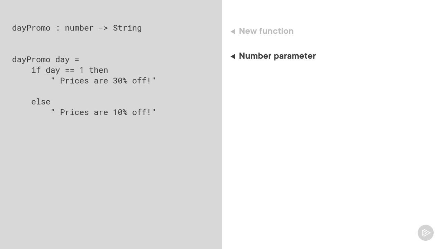Remember that the else branch is mandatory in Elm, otherwise functions like dayPromo would not be able to return its expected type. The else branch must return the same type as the other branch. In this example, the else branch must return a string value.